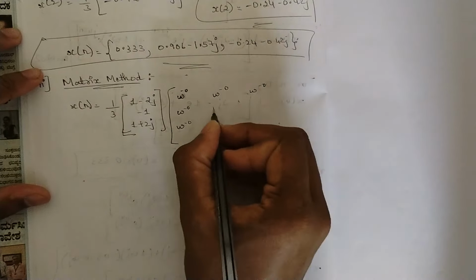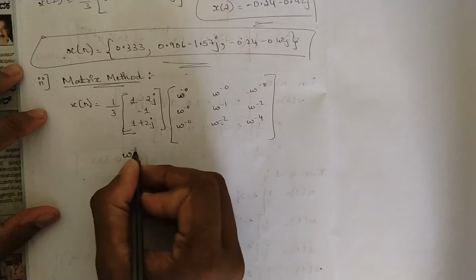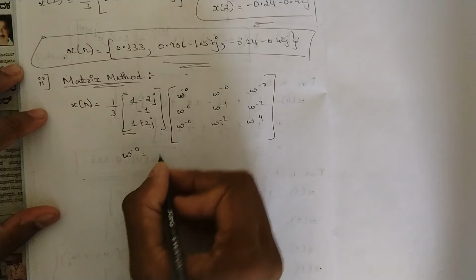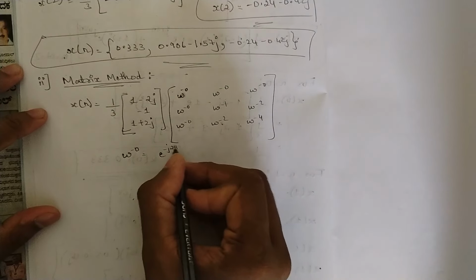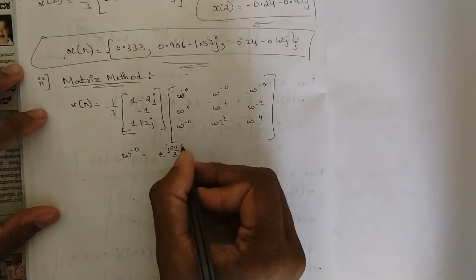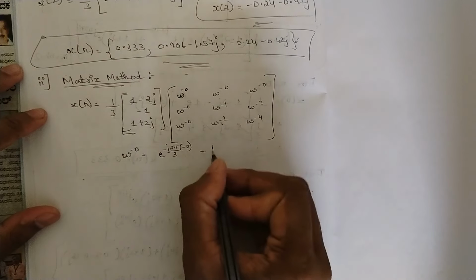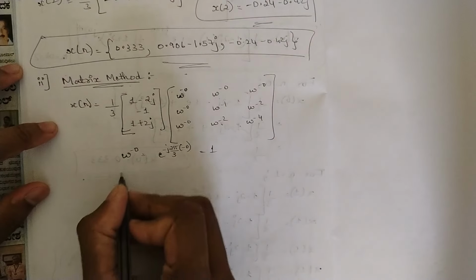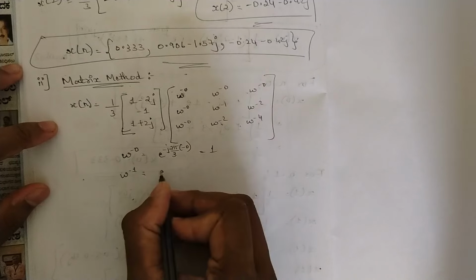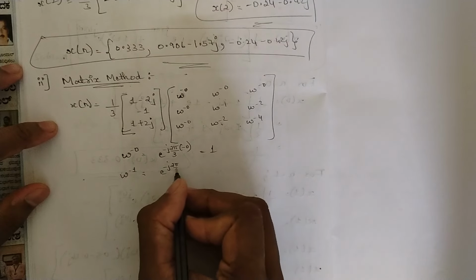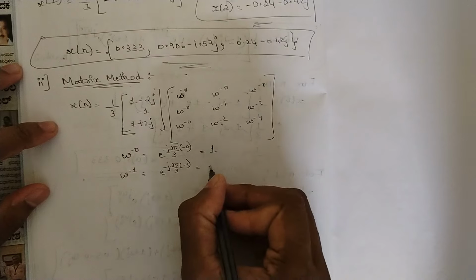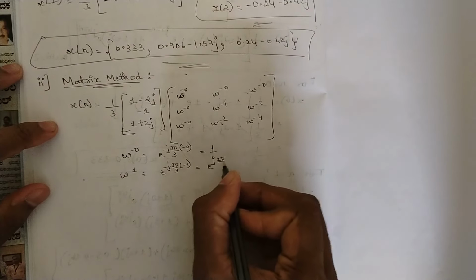So now we should be finding the values of w power minus 0, 1, 2, 3, 4. Since we don't have any fixed matrix for this, because this is not a 4 cross 4 sequence, this is a 3 cross 3 matrix. So we should be finding the value of w to the power minus 0. We know that w stands for e power minus j 2 pi by n. So here in this case it is 3 into minus 0, so that is equal to 1 since e power 0 is 1. So w to the power minus 1 is e power minus j 2 pi by 3 into minus 1, that is equal to e power plus j 2 pi by 3.